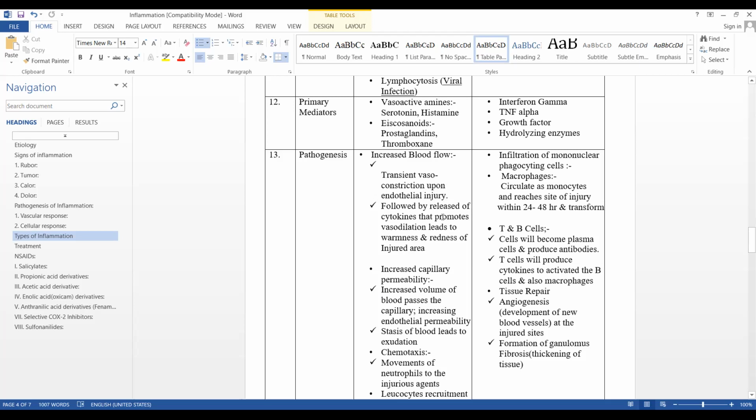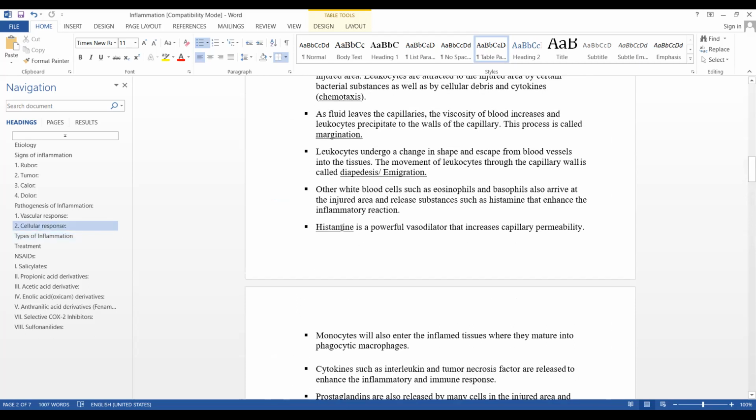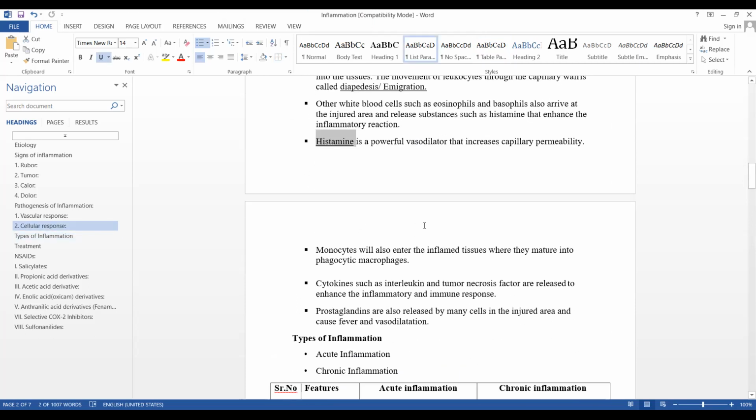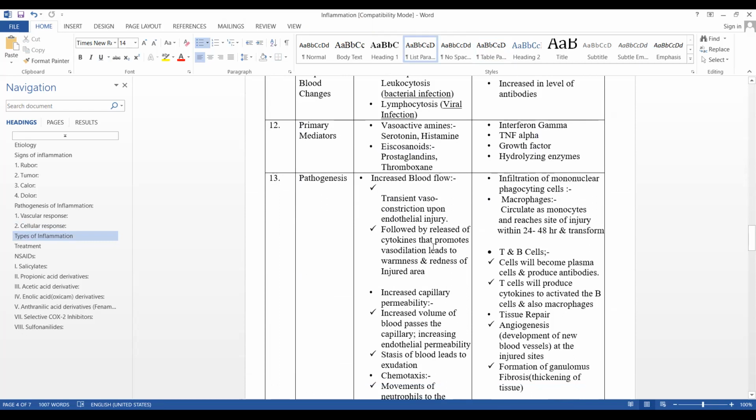See once again, what happens here? Due to the action of the causative agent, there is vasoconstriction upon endothelial injury, followed by release of cytokinins. The cytokinins promote vasodilatation, and histamine also produces vasodilatation. Immediately it produces vasodilatation and leads to warmness.